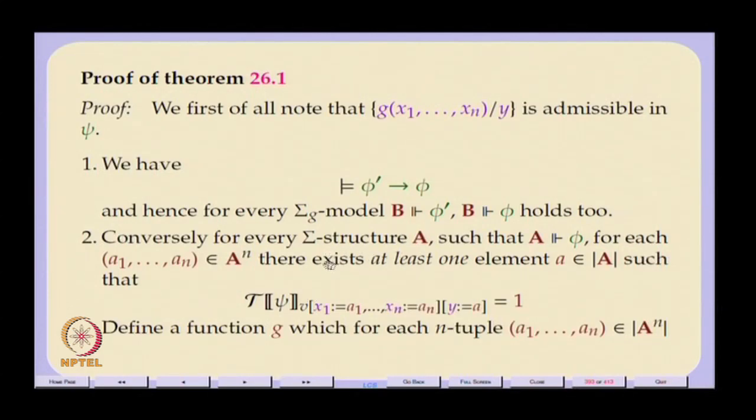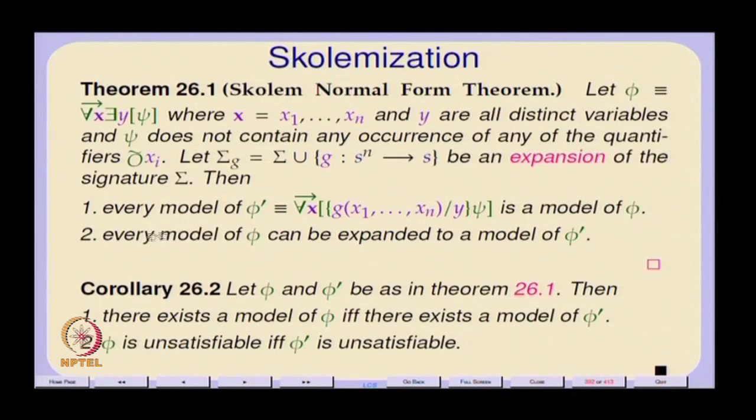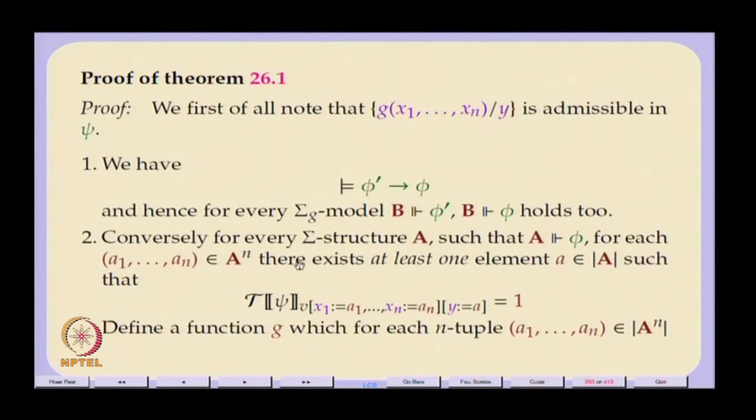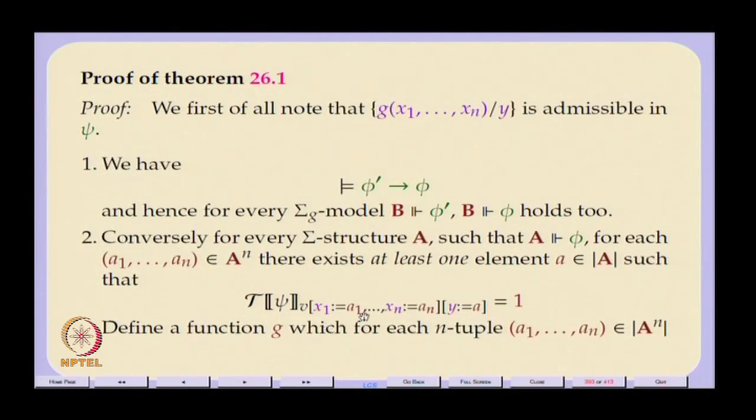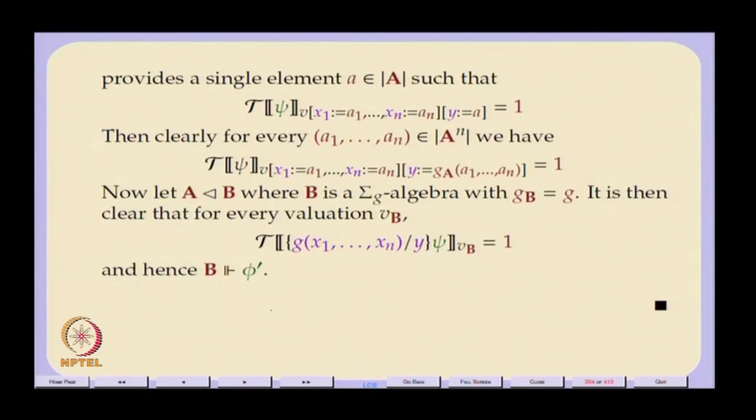Now, if you were to take the converse, the second part, every model of phi can be expanded to a model of phi prime, then you consider some model of phi, and there exists at least one element A for every n tuple A1 to An, such that phi in which A1 to An replace x1 to xn and A replaces y would be true. So, then you define this, you just choose an arbitrary element.